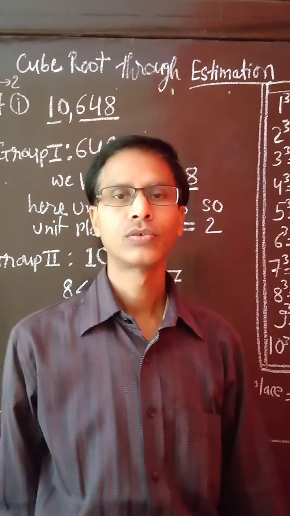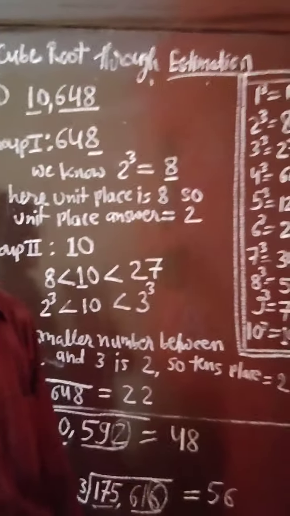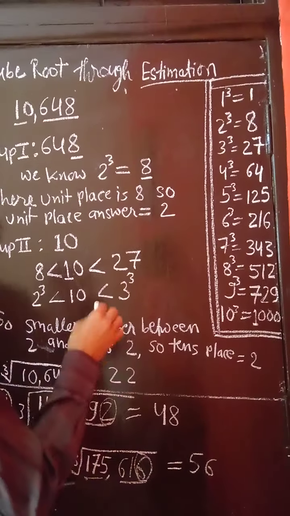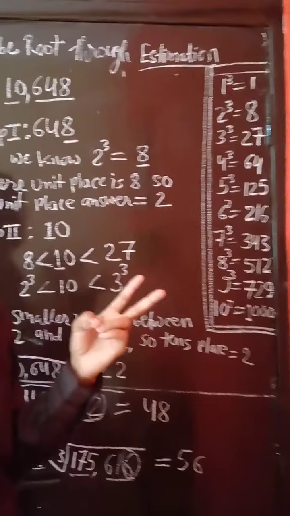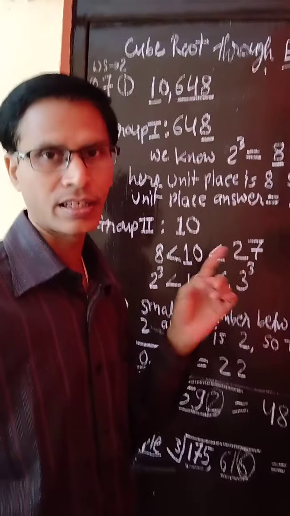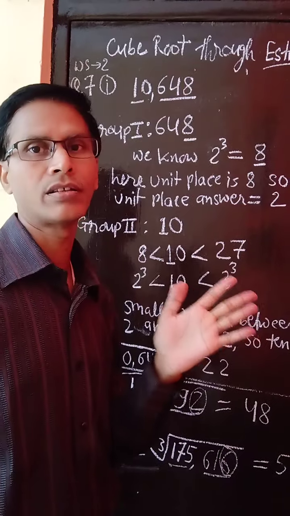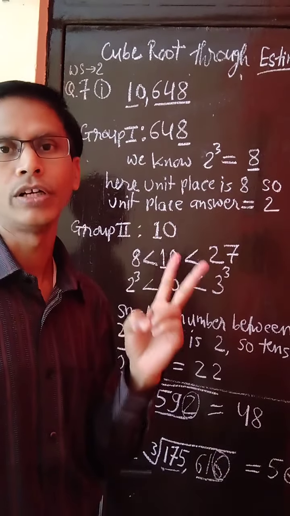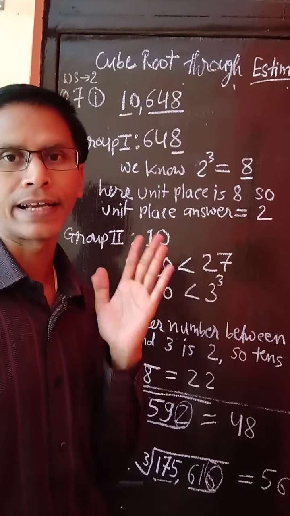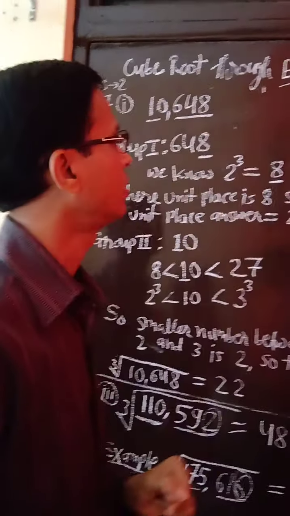Good morning students. Today we will learn how to find cube root by estimation method. So this is the second method. The first method we learned was prime factorization, and this is the second method, but it can be used only for 2-digit answers, and we rarely use it because the exact method is prime factorization.